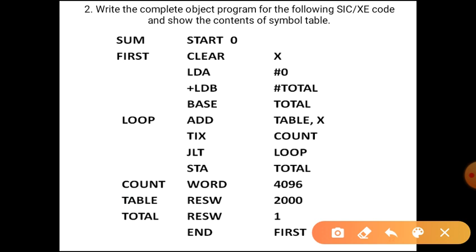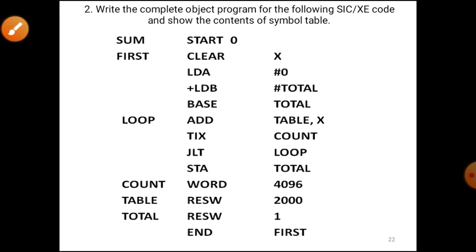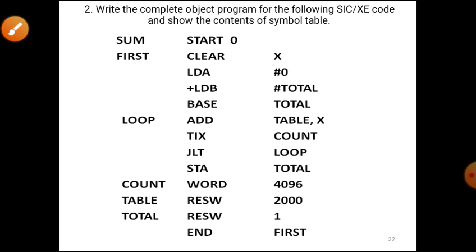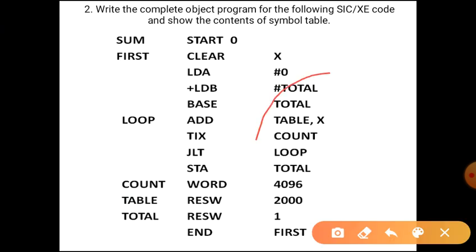In the second problem, we have one instruction that we have not yet encountered, that is CLEAR X. CLEAR X is an instruction that has only one operand, and that operand is a register. You can also have one more register, for example X comma B. How will this be assembled? In other instructions, most make use of a symbol, but here it is making use of X. What is X? X is a register of a SIC/XE machine.